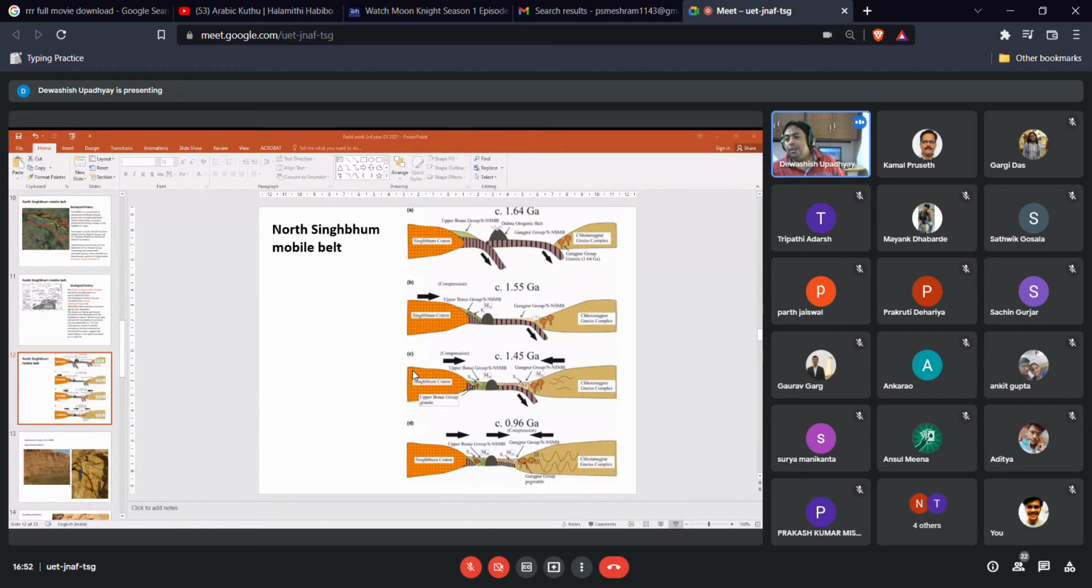And finally, this subduction stopped, and roughly at about 1 Ga or 0.96 Ga, you have continent collision between the Singhbhum Craton and the Chotanagpur Gneiss Complex. This is when the last deformation and metamorphism of the North Singhbhum Mobile Belt happened. So you have at least a minimum of two-stage or two to three stage history of tectonism and amalgamation in the North Singhbhum Mobile Belt.